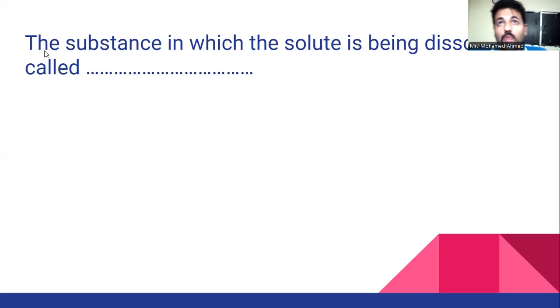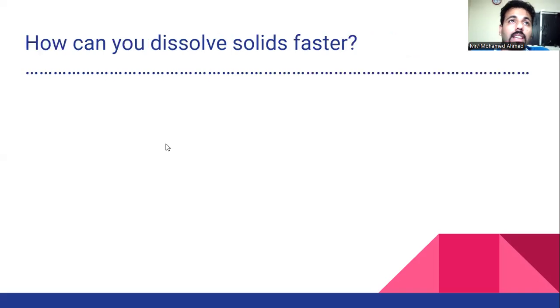The substance in which the solute is being dissolved is called... Okay, go ahead. Solvent. Perfect. Thank you. And finally, how can you dissolve the solids faster in the solution? Think about it. Okay. Yes, grinding. Yep. Stirring. Yeah. Heating. Perfect. That's it. Okay, that's all we have today.